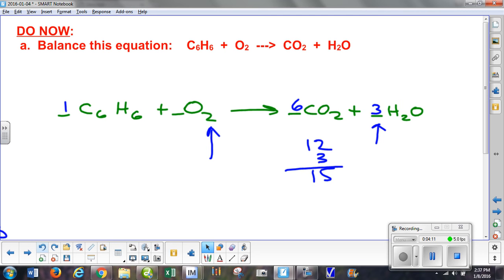So what some creative people have done is said, all right, I have 15 oxygens on the right, and I want to get a coefficient for my oxygen on the left. So I'm going to take my 15 and divide by 2, and that gives me 7.5. So let's make this 7.5. Well, that's fine, except you have to have a whole number. So how can I fix this?